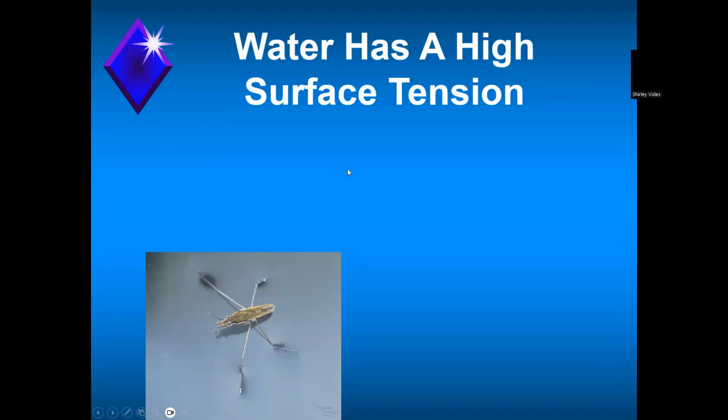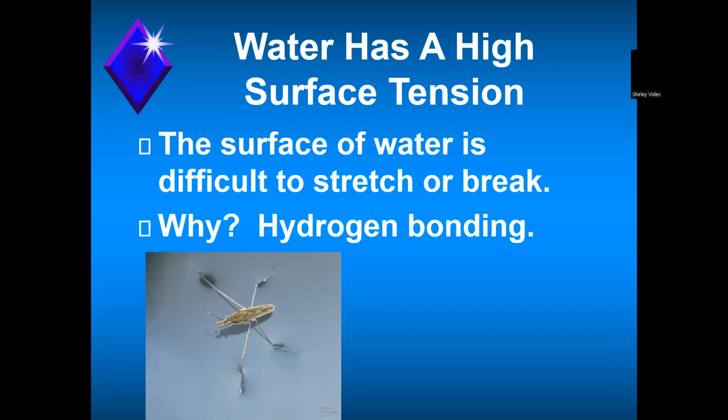Also, water has a very high surface tension. Surface tension means that the surface of the water is hard to break. If you've ever belly flopped on a pool, you know this, because it feels like it's solid, but it's liquid. So it is very hard. And that's why this little bug is standing on that water.